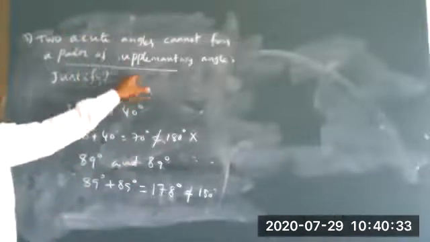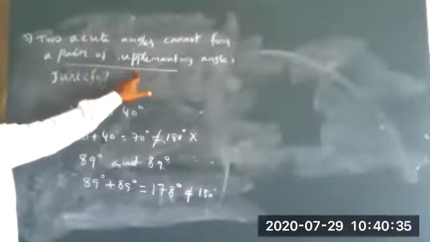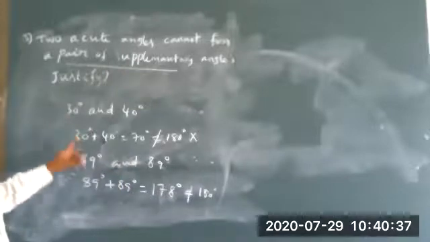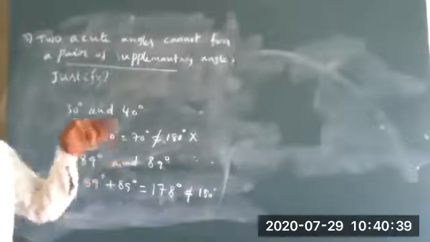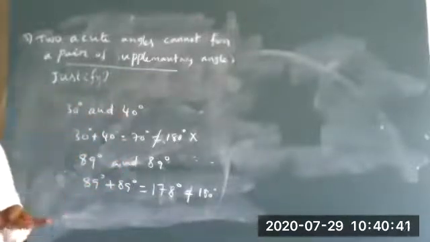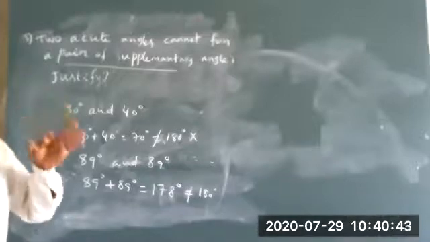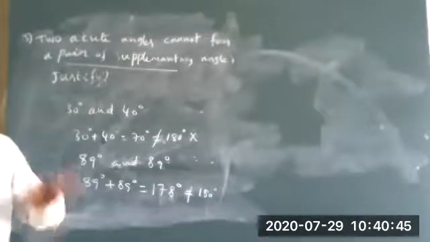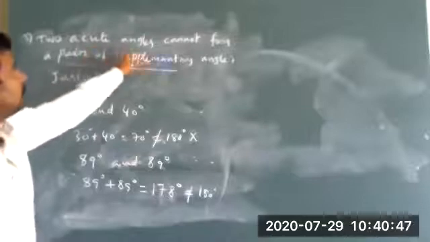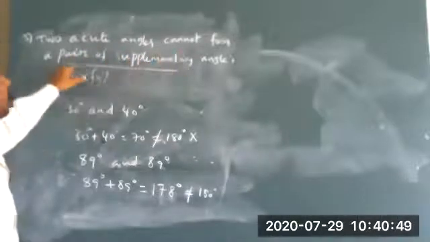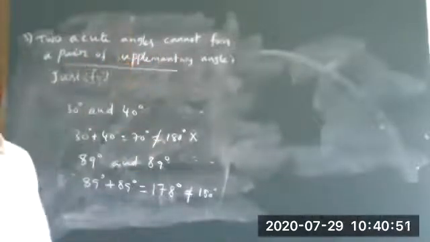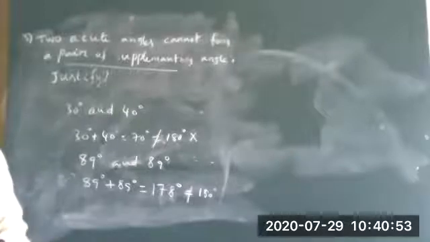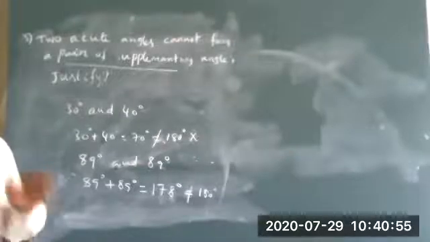So the statement is true. Why? Because if you take any two acute angles, the sum of the two acute angles is not equal to 180 degrees. That's why two acute angles cannot form a pair of supplementary angles. Clear, children? Is it okay? Yes. Next.